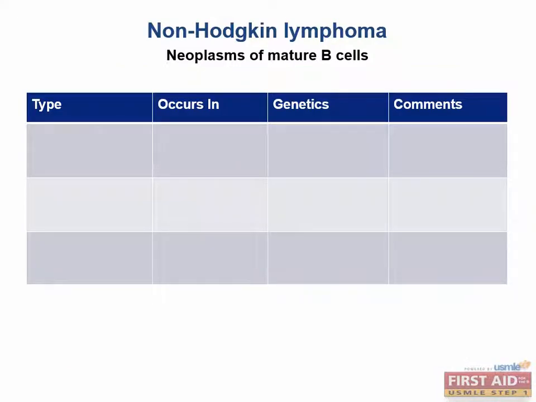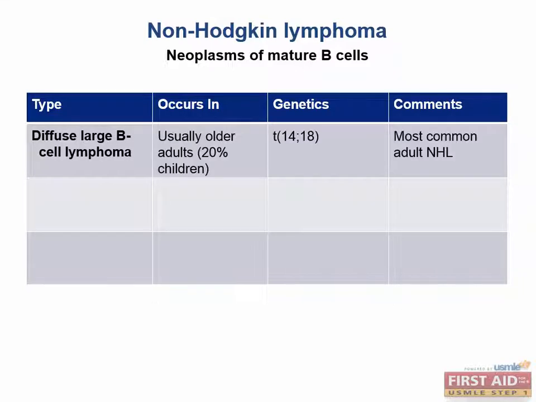The second B-cell non-Hodgkin lymphoma we will discuss is also the most common type of non-Hodgkin lymphoma, diffuse large B-cell lymphoma. This usually occurs in older adults, but it can also occur in children. There is an association with translocation 14;18, however we will see this more commonly next. Although the name tells you that this is usually a B-cell neoplasm, there are unfortunately forms that can be T-cell in origin.